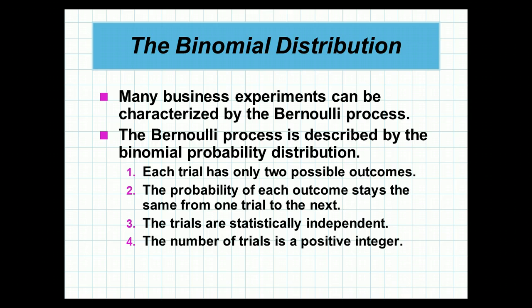Next, I want to talk to you about binomial distribution. A lot of business experiments use this process, and it's very popular for certain types of problems. In this, each trial has 2 possible outcomes: pass or fail, yes or no, in or out. The probability of each outcome stays the same from one trial to the next. That means that all the trials are independent. And the number of trials is a positive number. So let's look at this binomial distribution.